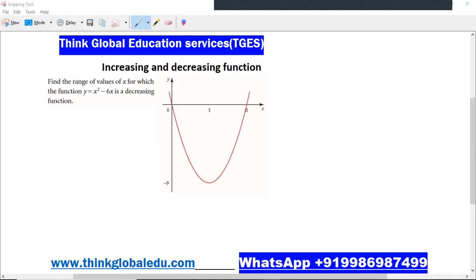In this lesson, I will talk about increasing and decreasing functions. If we are given the graph of the function, then it is quite easy to find out whether the function is increasing or decreasing. I have a question.